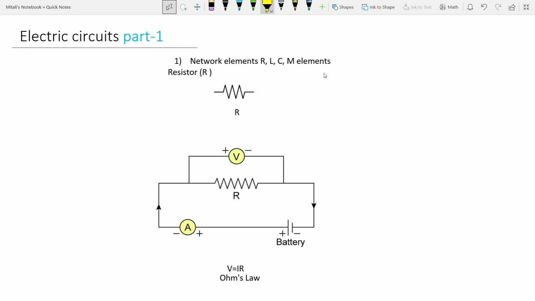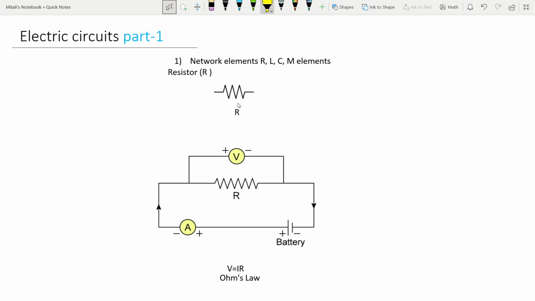Today we are diving into the fascinating world of electrical engineering. Focusing on network elements, we will cover resistors, inductors, capacitors, mutual inductance and different types of sources. By the end of this video, you will have a solid understanding of these fundamental components. Let's get started.